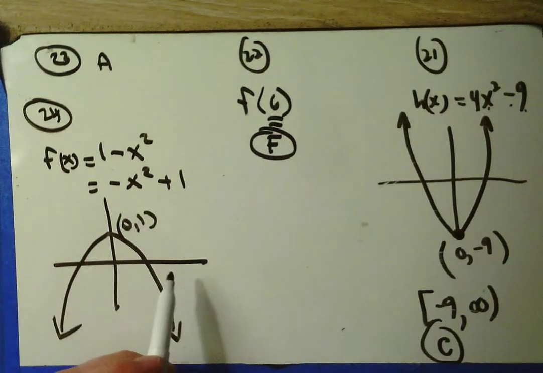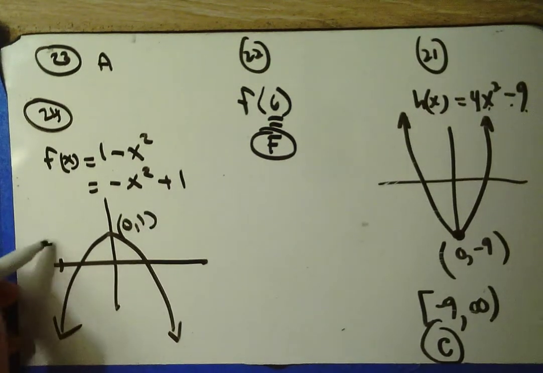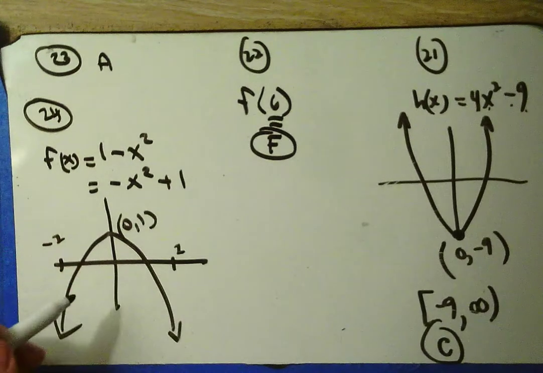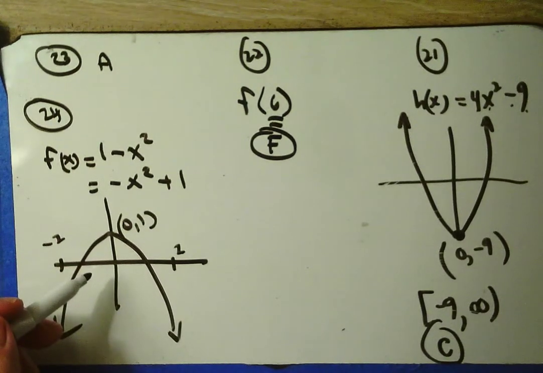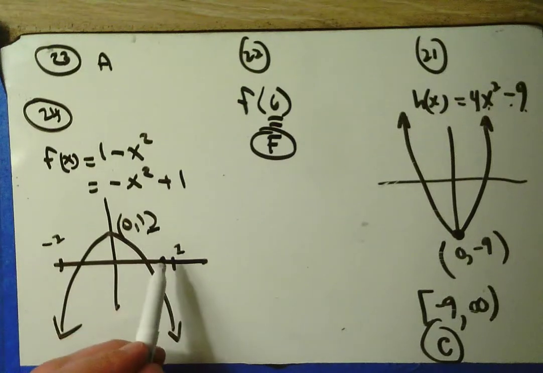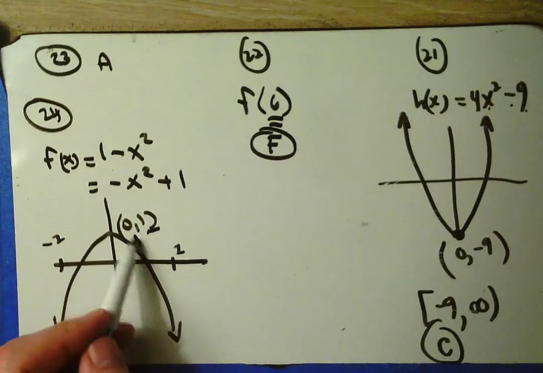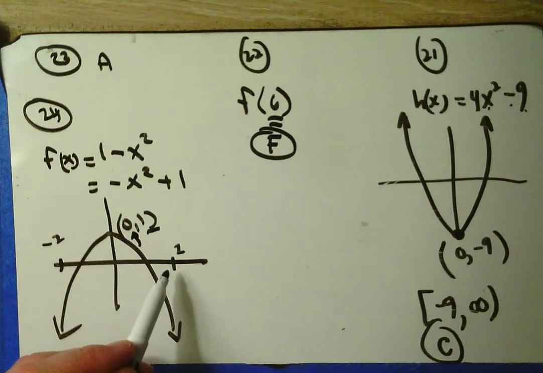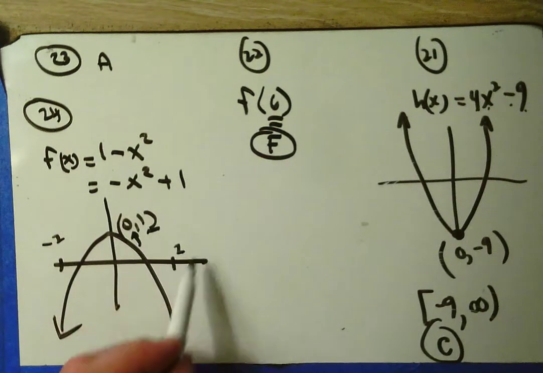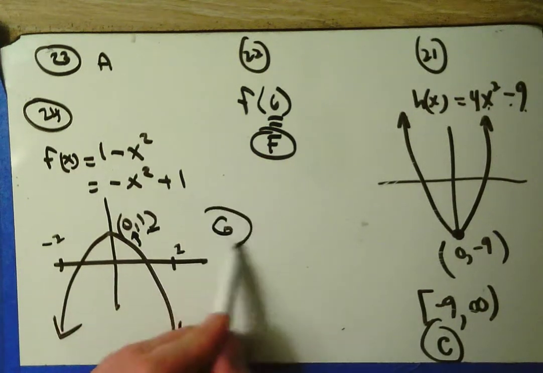This question says, on the interval from negative 2 to positive 2, where does this function have a maximum? Oh no, it doesn't say where, it says what is the maximum value. The maximum value is 1, and that occurs at x equals 0. The maximum value is 1, and so my answer here is G.